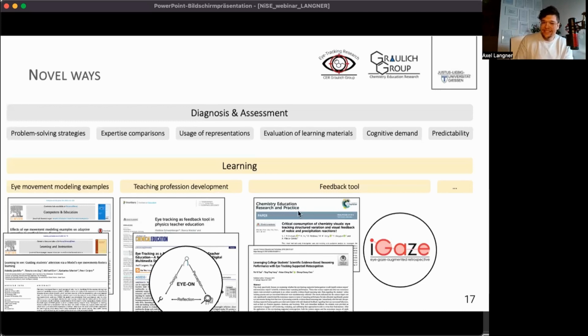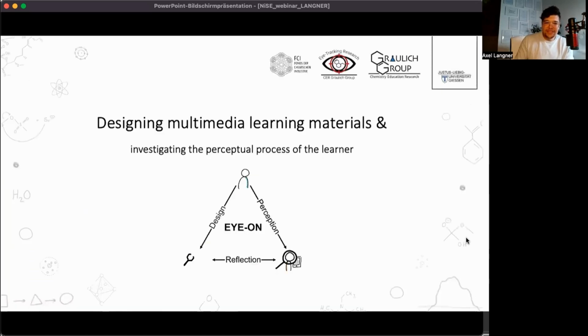And then we have it as a feedback tool. There has also not been much done in order to get this reflection process. But I will also show you my PhD project with this. But first of all, let's start with the design of multimedia learning materials, and teachers revising it and reflecting on how learners learn with them.